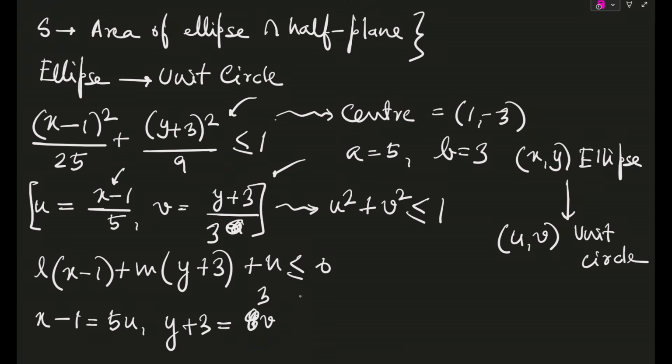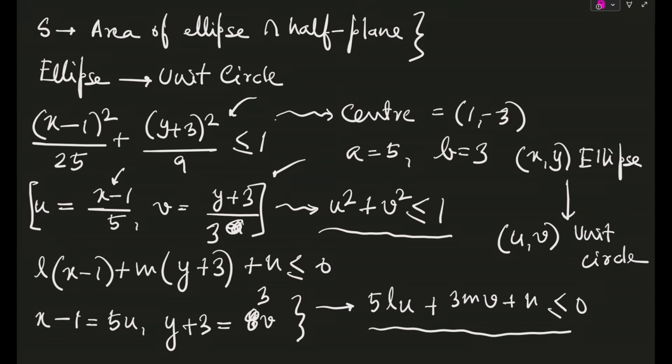Anyways, guys, if we do this particular substitution which we did before, just a multiplicative term, this thing will become 5lu plus 3mv plus n is less than or equal to 0. This is one inequality, and this is another inequality. There is nothing to be afraid about u and v. If it's getting uncomfortable and you're not understanding u and v, then what you can do is take small x dash and small y dash, and everywhere in place of u and v put small x dash and small y dash respectively. You will get it very well.